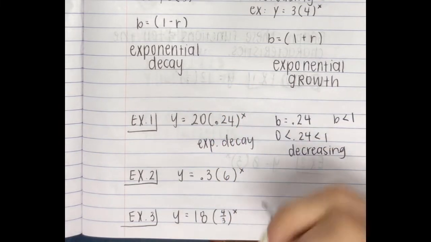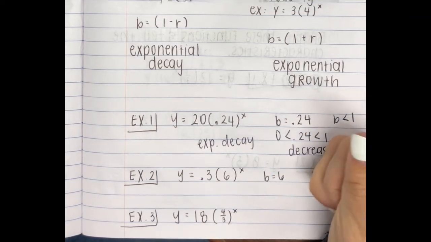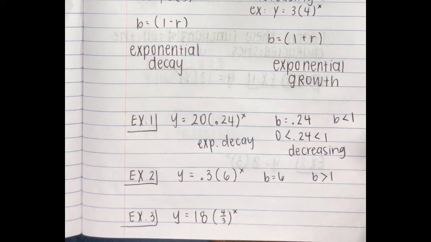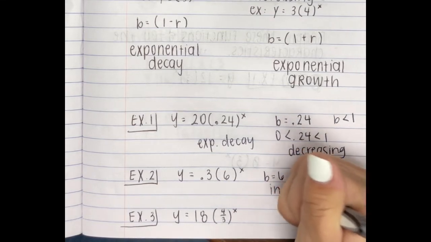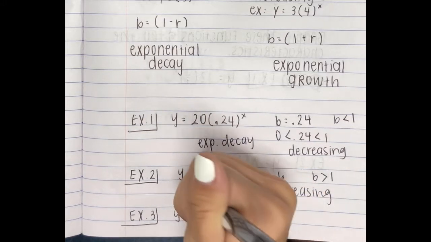Okay, here my b value is 6. Well, that means my b value is greater than 1. Okay, so this would be increasing. And we would say exponential growth.